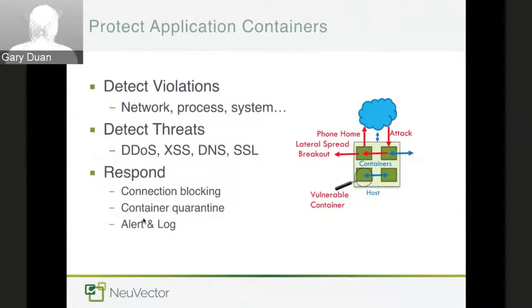They also want to see anything suspicious happening. For example, if attacks are coming into your data center, making lateral moves, trying to phone home, or trying to break out from the container, they want to be able to see that. But not only that, most customers want to stop the attack in real time, so they want to block those malicious connections. Sometimes they also want to quarantine the containers so they can investigate. Full context alerts and logs are also very important to them.